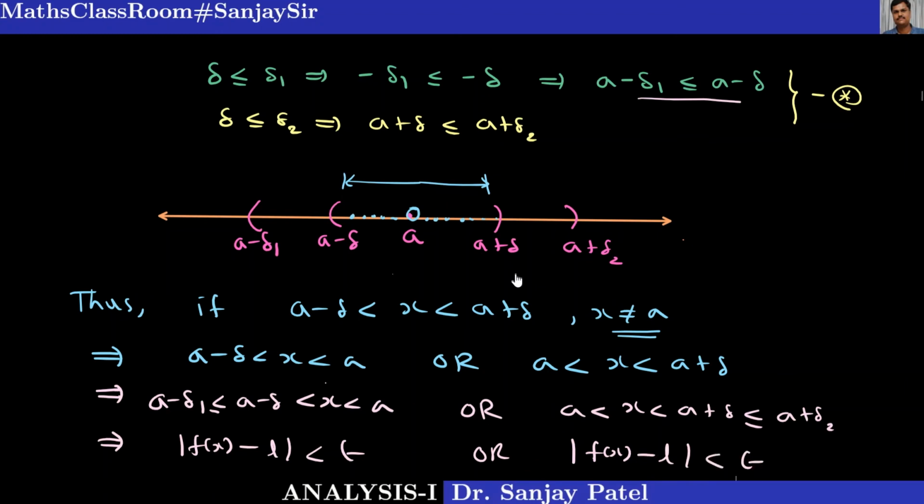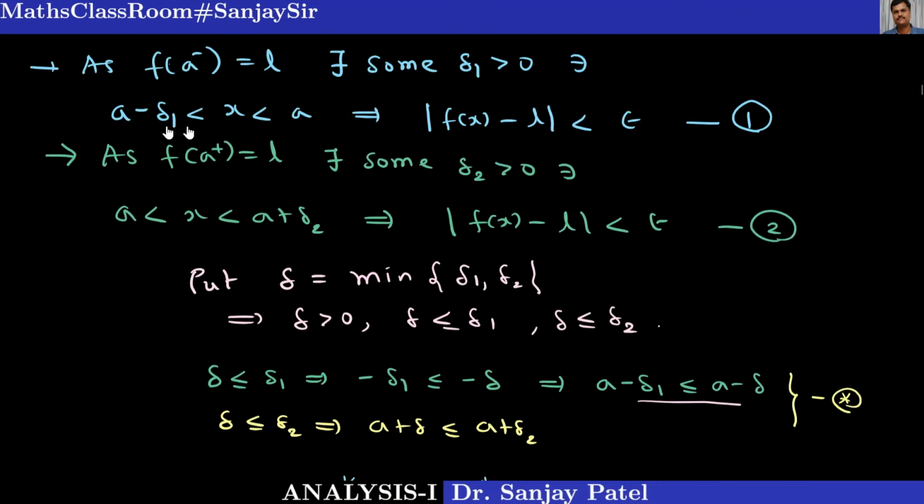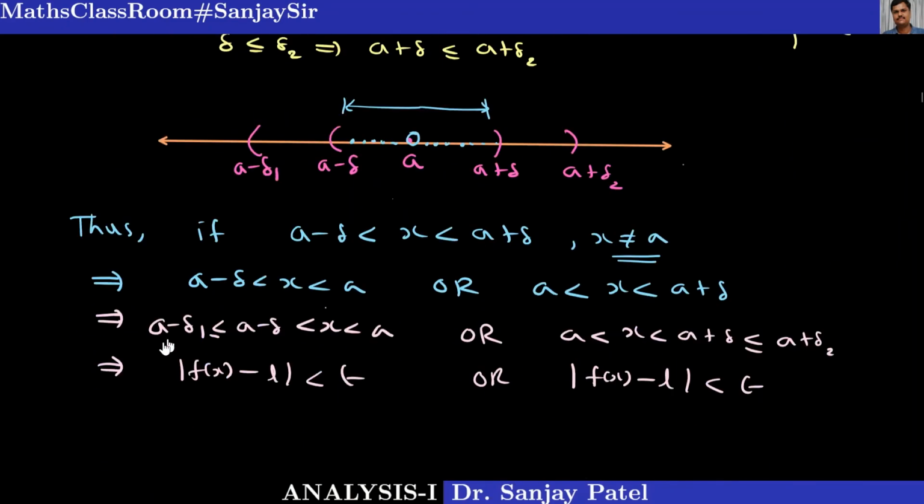Let me show you what is result 1 and 2. Result 1 is this: whenever x is between A minus delta 1 and A, f(x) minus L is less than epsilon. And here it is A minus delta 1 less than x less than A. So f(x) minus L is less than epsilon by result 1. Let me write more clearly. This we are writing by result 1 and this we are writing by result number 2. But in any case, we are getting the same thing.